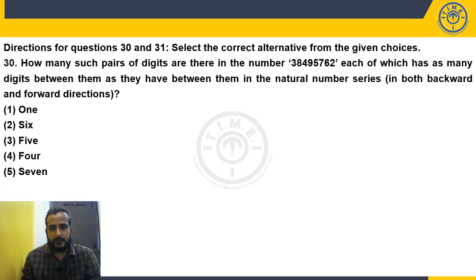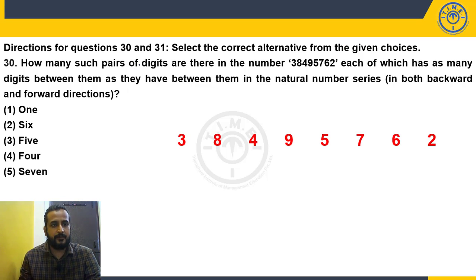Miscellaneous. How many such pairs of digits are there in the number 38495762, each of which have as many digits between them as they have between them in the natural number series? So it starts from 1 in both backward and forward directions. Start from the 3 and cross check with the natural number system whether it is matching or not. 3, 4, 5, 6, 7, 8, 9. No, not matching. So leave it.